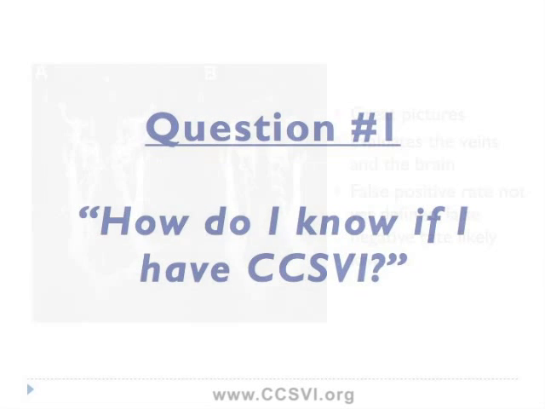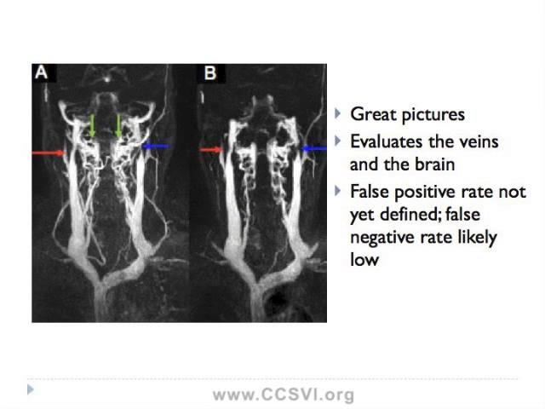Well, MR venography is probably the most prominent way, certainly with all the work that Mark's done, and it's terrific. There's great pictures. It can evaluate the veins. It can evaluate the brain. I know he's going to speak a little bit about this. It can evaluate flow. There's so much information to be gained from an MRV. I'm not sure we've yet defined false negative and false positive rates just yet. I think there's some work that needs to be done, but you certainly can't beat the pictures really in terms of looking at the veins.